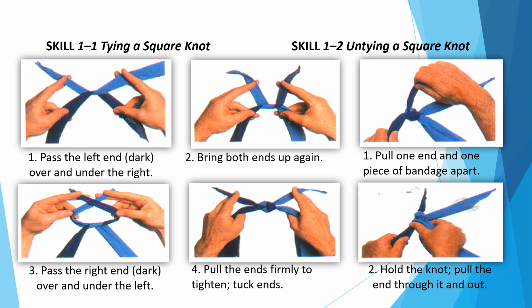So, in tying, your first is, you are going to pass the left, the dark one, over and under the right. Then bring both ends up again. And then pass the right end, the dark one, over and under the left. And then pull the ends firmly to tighten or tuck ends. That is your square knot. Para hindi kayo maguluhan, yan nyo na lang.